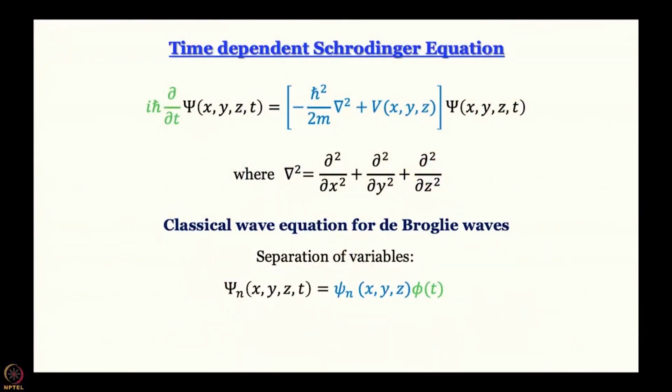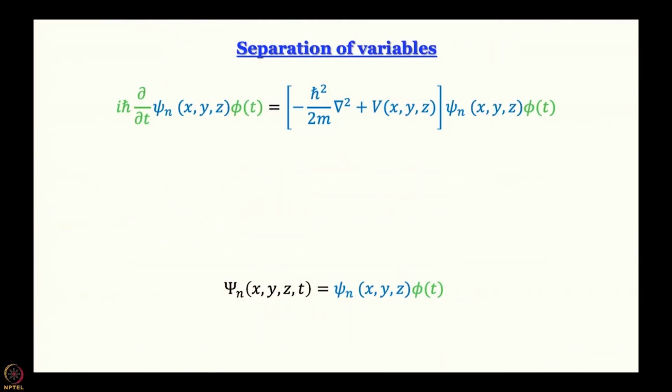The way to handle this classical wave equation for de Broglie waves, which is a mixture of spatial and temporal coordinates, is to express the wave function as a product of a space dependent part and a time dependent part, and hence use the technique of separation of variables, which is quite well known in differential equations. Now when we plug in this value of the wave function into the time dependent wave equation, this is what we get.